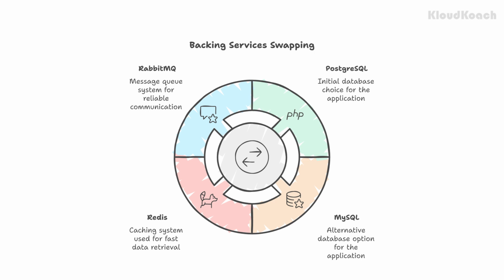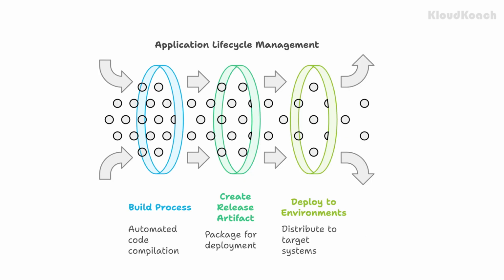Treat backing services like databases or message queues as attachable resources. This means swapping PostgreSQL for MySQL, or updating a caching service requires no code changes, just a tweak in your configuration. It's that simple.